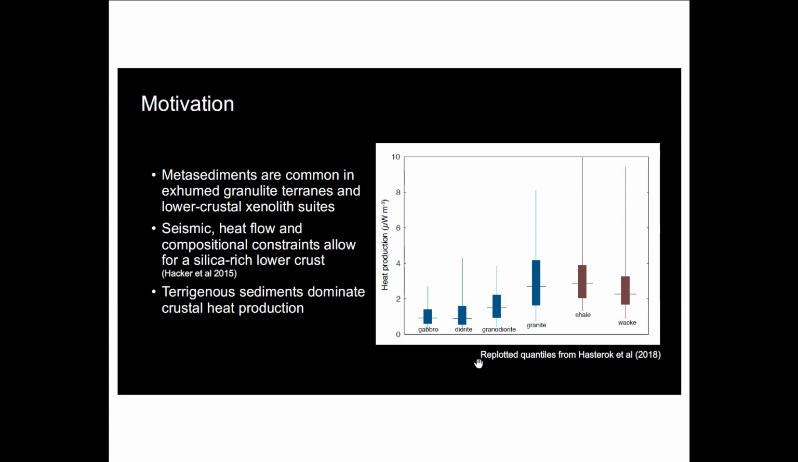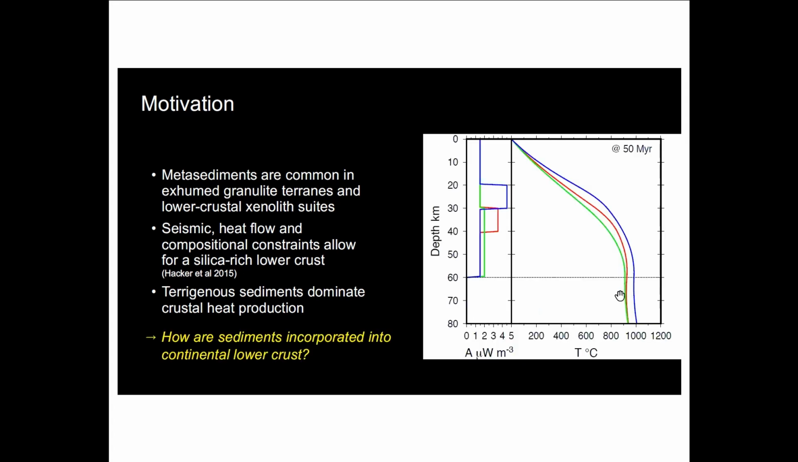Shown here are quantiles of heat production rates from Hasterok's compilation. These are plutonic rocks in blue, and these are the common clastic sediments, shales and greywackes. They tend to dominate the heat production, with the exception, of course, of granite, many of which, we know, S-types, come from the melting of sediments. What are the implications thermally?